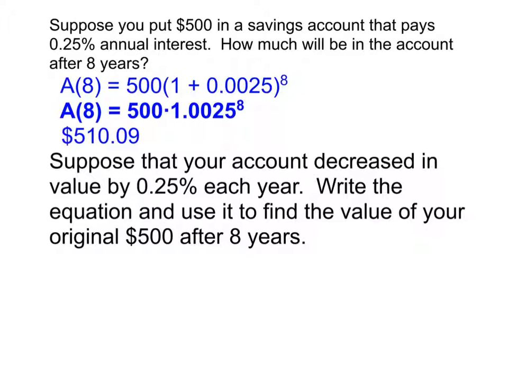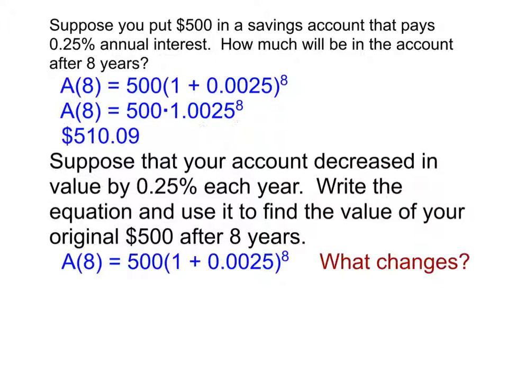Now I'm going to springboard off of that problem so we can see what happens in another situation. Suppose your account decreased in value by 0.25% each year. First of all, if you put money in a bank and they take away a certain percent of your account every year, find a new bank. That's not really going to happen, but I needed an example to show what happens when it goes down each year. So we want to write an equation for this situation and see what happens.